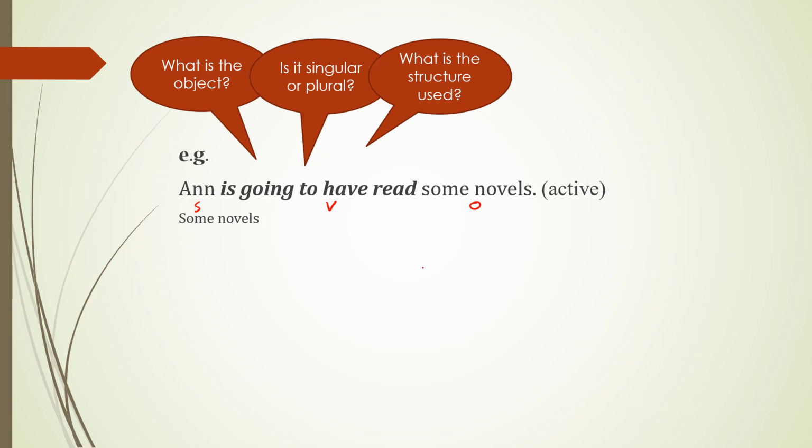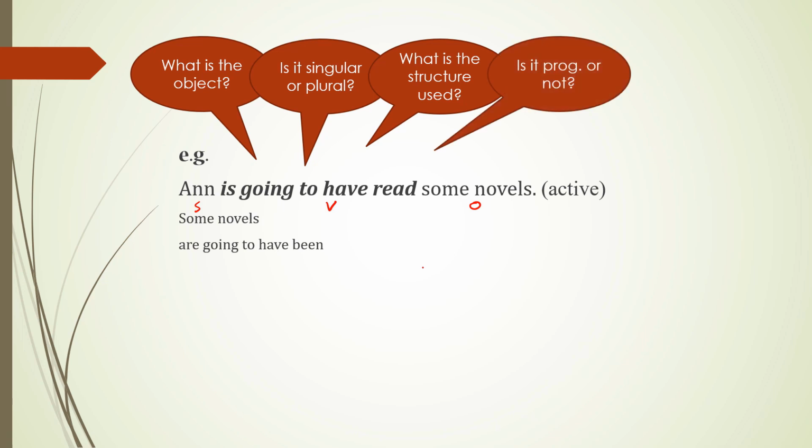For the passive, the structure must be the same as the active sentence. For be going to, it must be changed to plural subject. Some novels are going to have. After have must be added been, because the to be for the perfect is been. Are going to have been. The next question, is it progressive or not? No, it is not progressive. You do not need to add being. And what is the past participle of the verb?